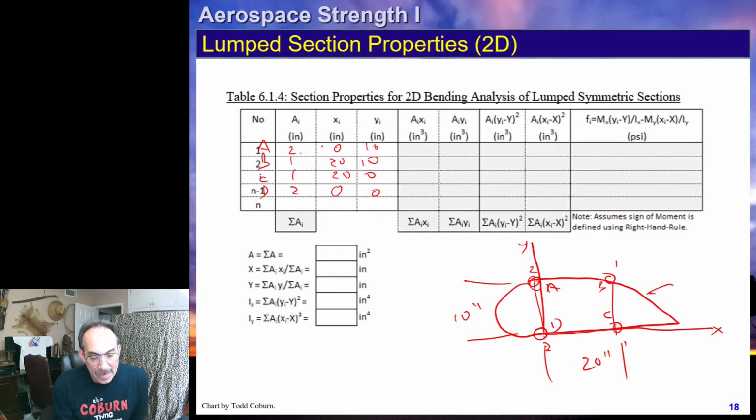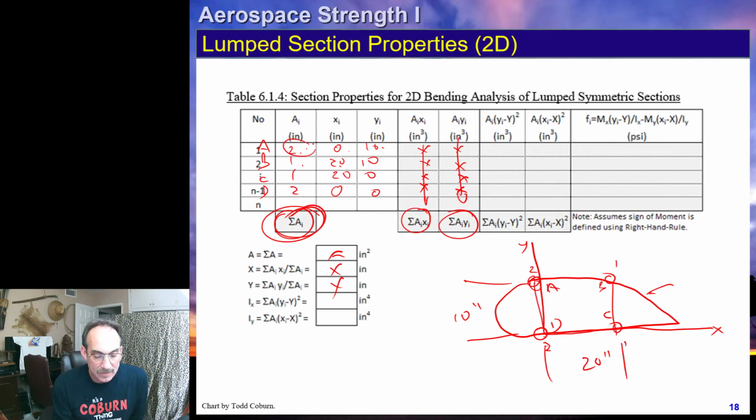We multiply A times X, and so on. A times Y, sum this column, sum this column. This over this is X bar. This over this is Y bar. Summation of this is A.